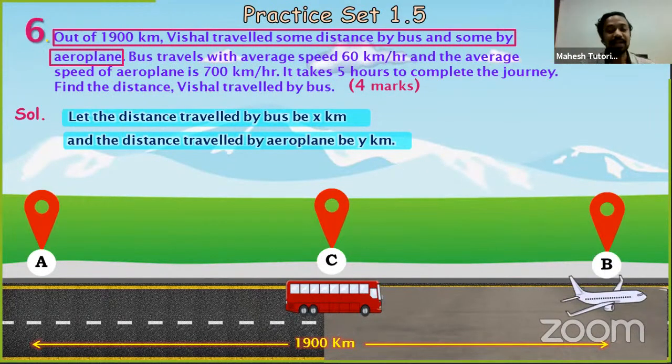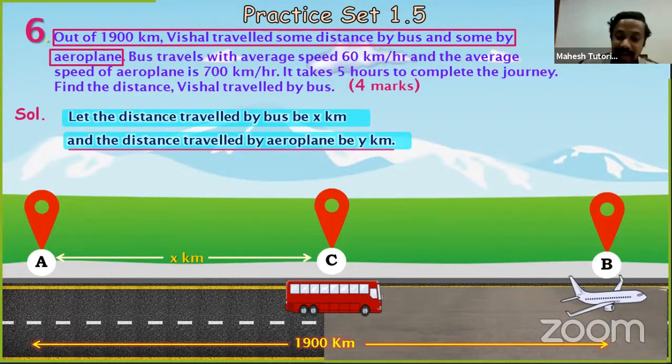So students, as per our assumption, we considered, let the distance traveled by bus be how many kilometers? And according to this diagrammatic representation, Vishal is traveling by bus from which point to which point? A to C, meaning the distance between point A and C is x kilometers. Similarly, we have assumed the distance traveled by aeroplane as Y kilometers. And as per the diagram, Vishal is traveling by aeroplane from C to B, meaning the distance from point C to B is y kilometers.